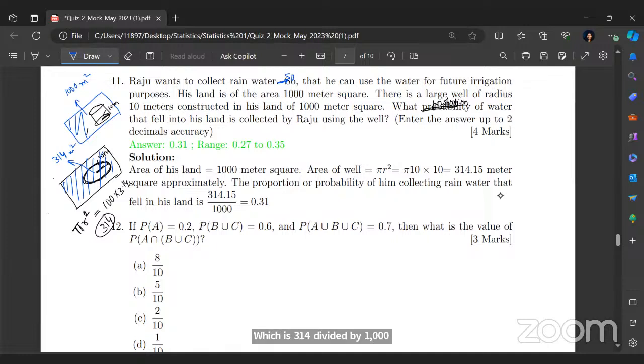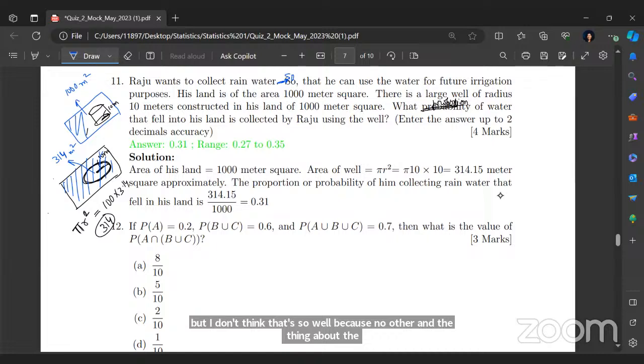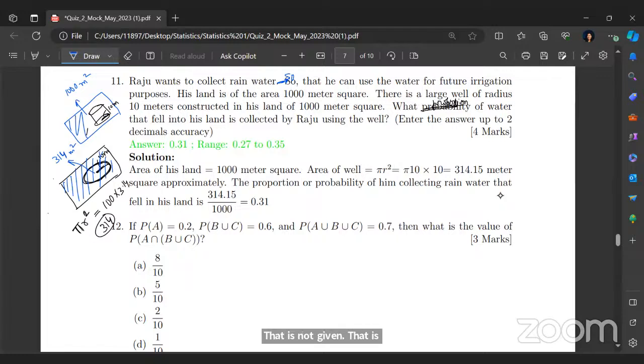Ma'am, but I don't think that's well because nothing about its depth is given. Depth is not given. That is why I'm saying, I think there's some sort of printing mistake because this makes this question a bit irrelevant. I think this is what the question looks like, but again, I find it a little ambiguous here.